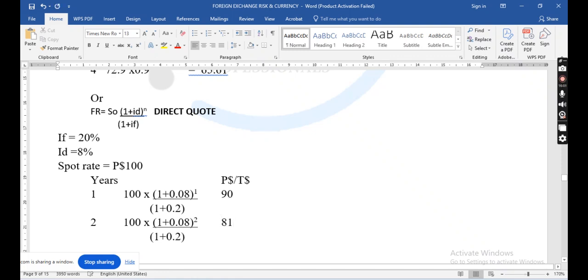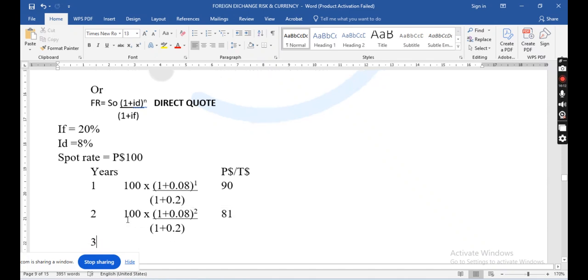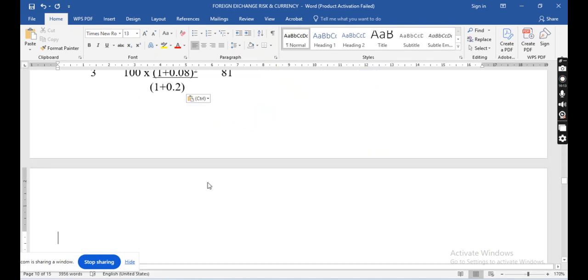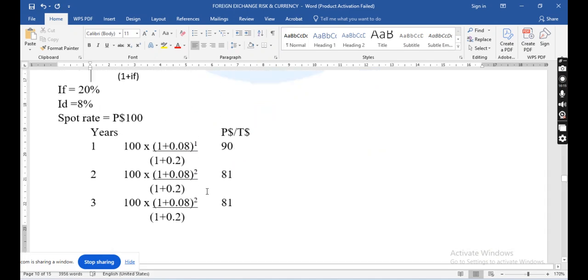81. Right? Year 3. Don't forget that this bracket covers both numerator and denominator, right? I think I have to look for a way to change it now. I'm coming. Okay, let's finish this part first. This will be raised to power 3.